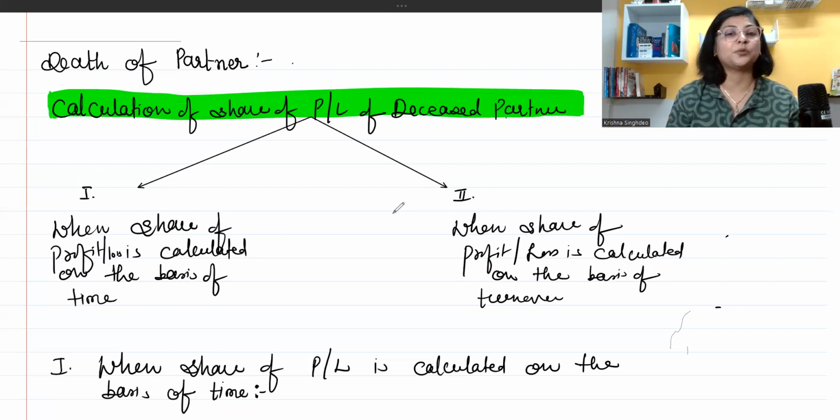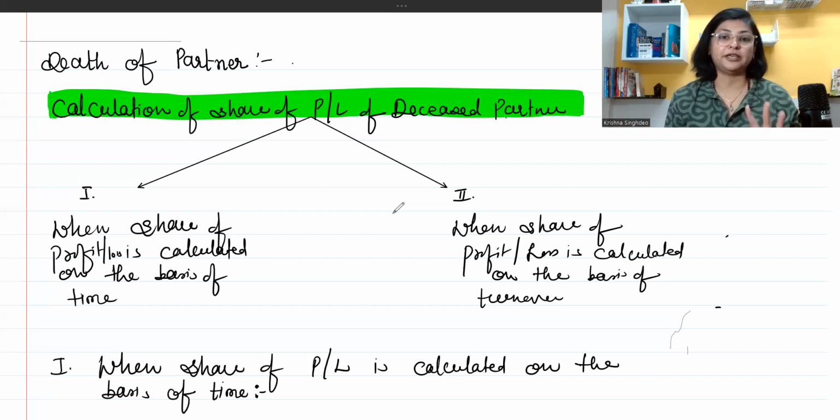Obviously, his share of goodwill is to be given. The credit balance or debit balance of his capital account is to be given to him. In fact, interest on capital, if the firm has a system of providing interest on capital, has to be given. So among all of these things, the difficult part, what we are tackling today, is how to calculate the share of profit for the deceased partner.